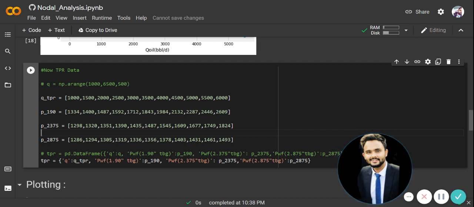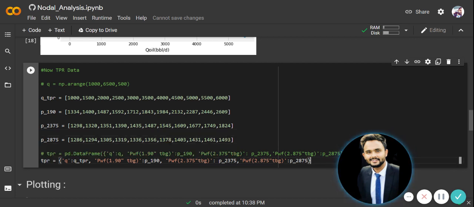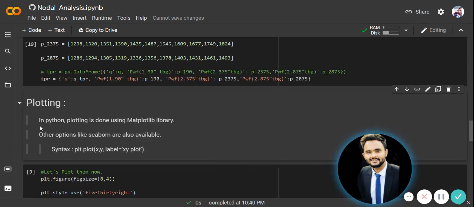First, create the lists of all of these, then store them all in a TPR dictionary, which is more like a storage container. You can also store it in a data frame, which we are not doing today because we are not looking at pandas. I just press Shift plus Enter. Just for notes, I'm putting it.